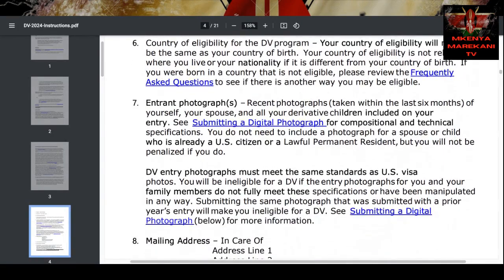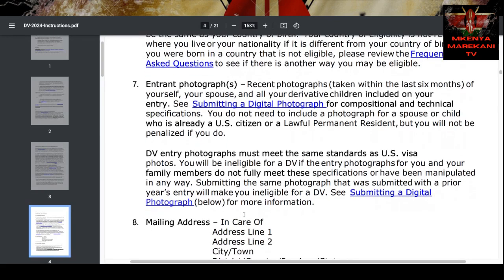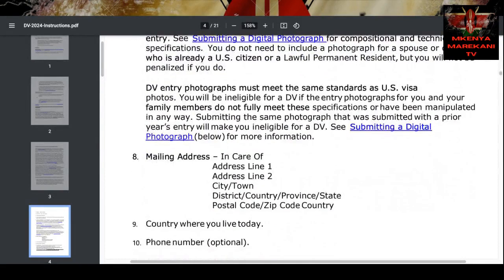The DV entry photograph must meet the same standard as US visa photos. You will be ineligible for a DV if the entry photographs of you and your family members do not fully meet this specification or have been manipulated in any way. So guys who are asking me if they can take pictures with phones, you see the way they are very strict with this picture. I would not want you to miss out on anything. So it's just good to pay a photographer to do a good job, and then you don't have to worry about editing or whatnot.